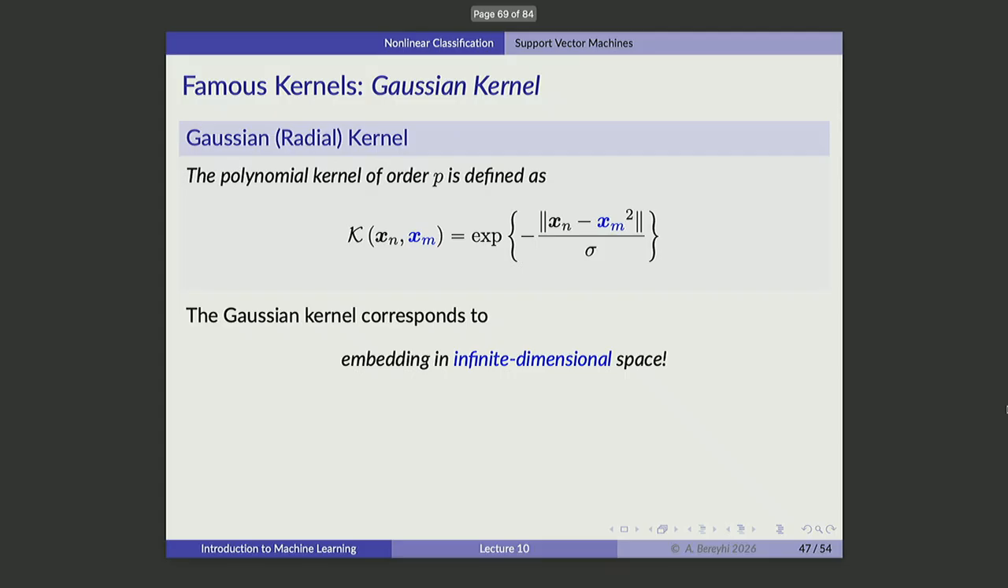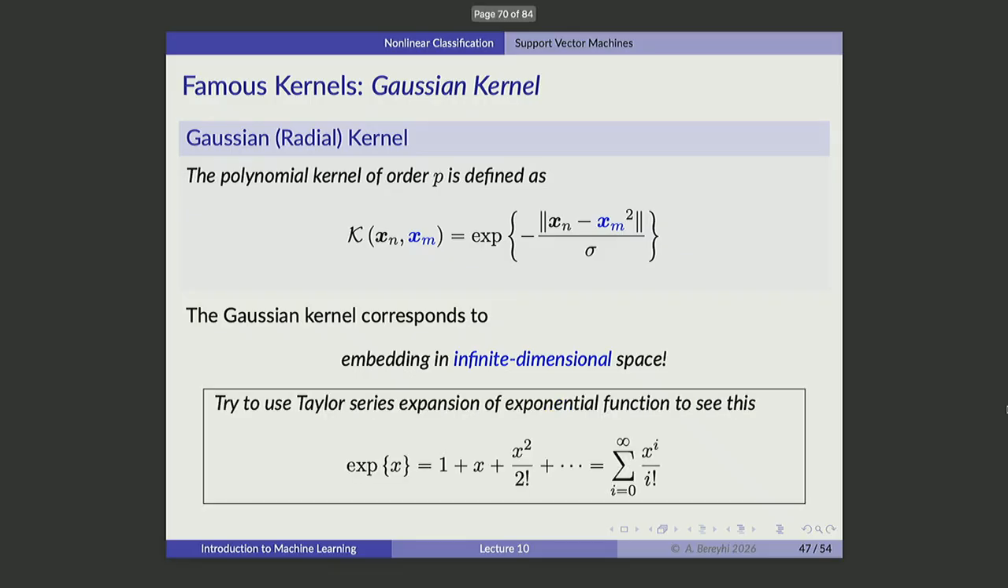Okay, so it's actually infinite dimension. You're taking your point to infinite dimension. And what is the reason? Well, you probably know the Taylor expansion of the exponential function. e to the power x is 1 plus x plus x squared over 2 factorial and so on. And it goes forever. It never stops, right?